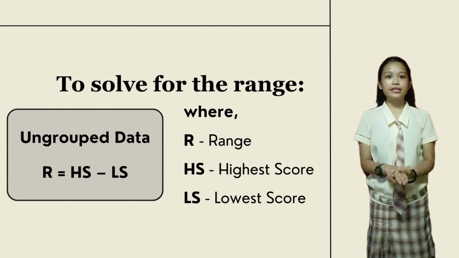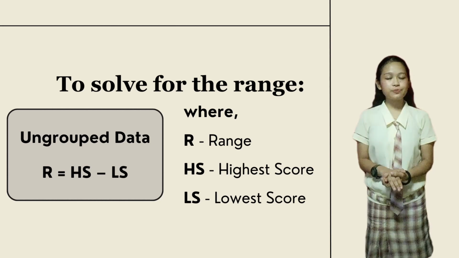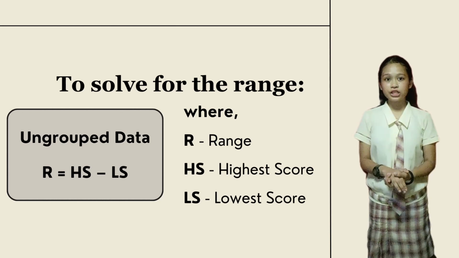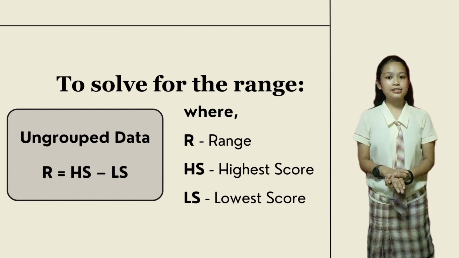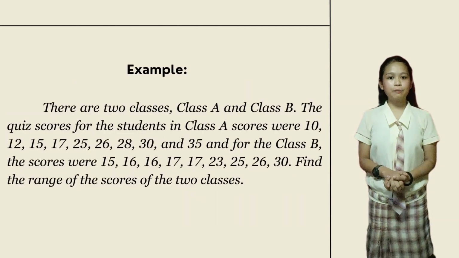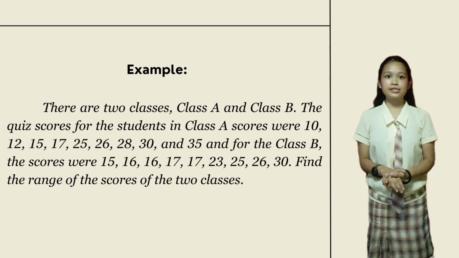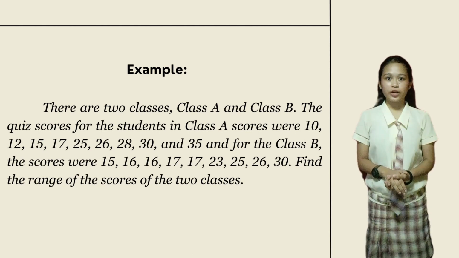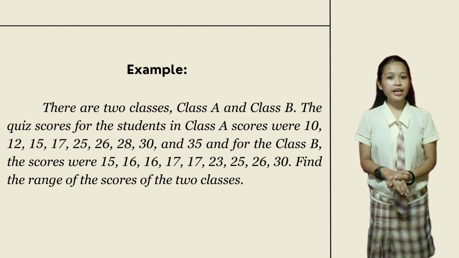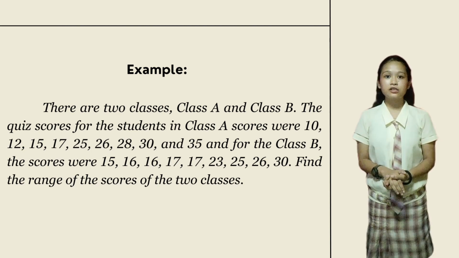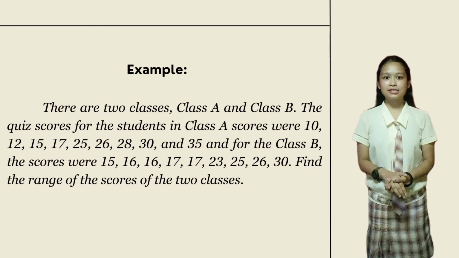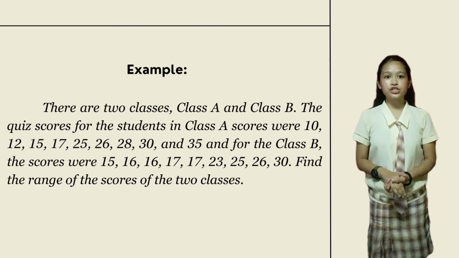So again, the formula in getting the range of ungrouped data is R equals HS minus LS, where R is the range, HS is the highest score, and LS is the lowest score. For example, there are two classes, Class A and Class B. The quiz scores for the students in Class A were 10, 12, 15, 17, 25, 26, 28, 30, and 35. For Class B, the scores were 15, 16, 16, 17, 17, 23, 25, 26, and 30. Find the range of the scores of the two classes.